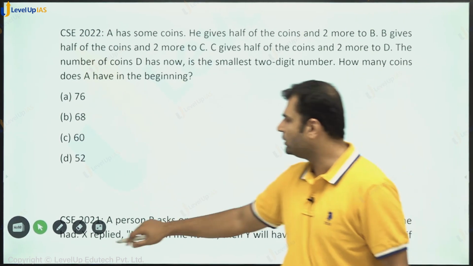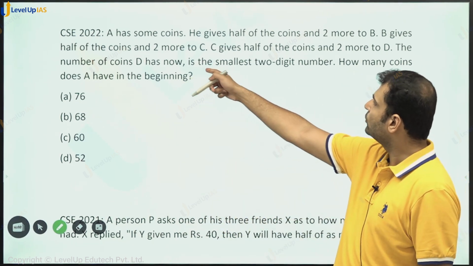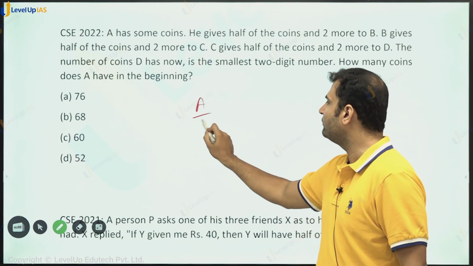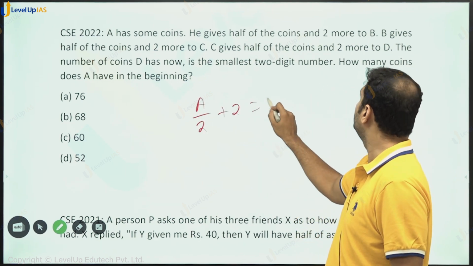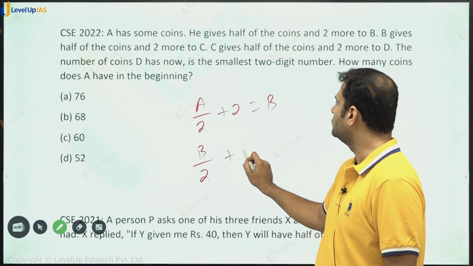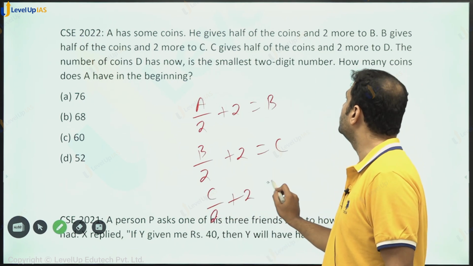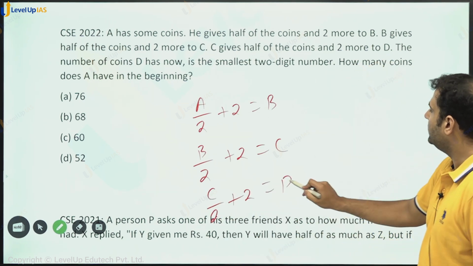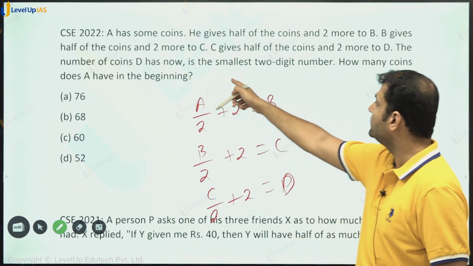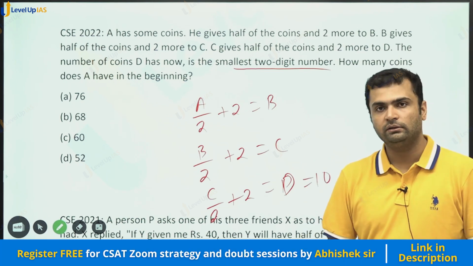And CSE 2022. See, very recently also questions have been asked on this chapter. A has some coins, he gives half of the coins and 2 more to B. Then B gives half of the coins plus 2 more to C. And C gives half of the coins and 2 more to D. अब क्या दिया है? D, number of coins D has now is the smallest 2-digit number. Smallest 2-digit number is 10.